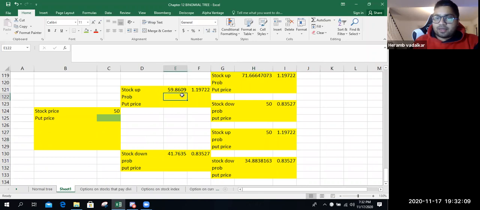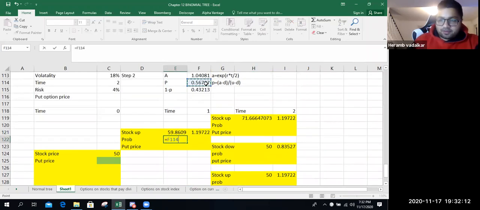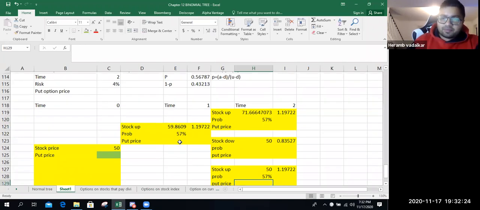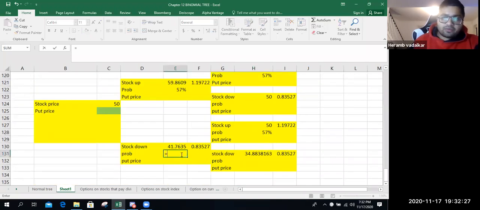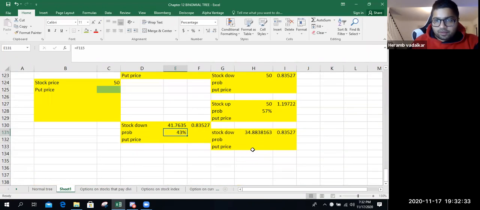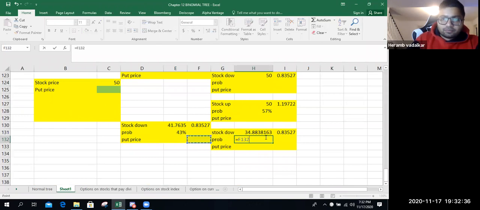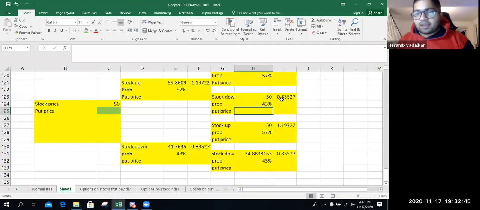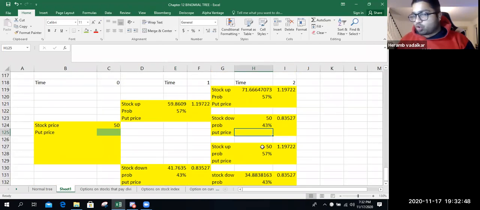Okay. Probabilities we know. Probability of moving up is 56%. So probability of moving up will be 56%, and probability of moving up here will be 57% almost. Probability of moving down we know 43%, and probability of moving down 43%. So we have all the probabilities. We have stock prices at the terminal, at the root. Now we start calculating put prices.